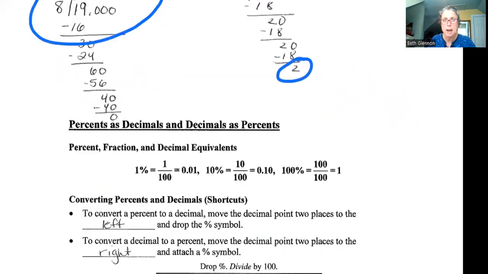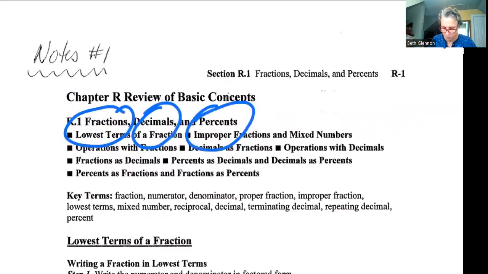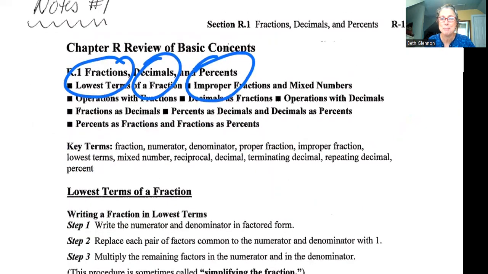Scrolling all the way back, making you dizzy through all the fun. Okay. So we reviewed the basic concepts of fractions, decimals, and percents.